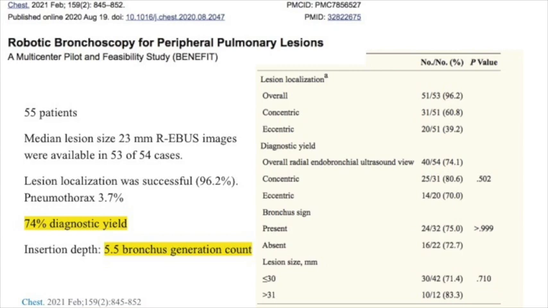just so you know, for radial EBUS eccentric view lesions, if you just use radial EBUS and bronchoscopy, the diagnostic yield is not very high. Okay, it's only like 30 to 40% of the time. However, in this study, they proved that the diagnostic yield of this robotic system was 74% of the time, and the bronchoscope was able to be advanced up to the 5.5 generation airway, and 97% of the time lesion localization using virtual bronchoscopy was achieved.